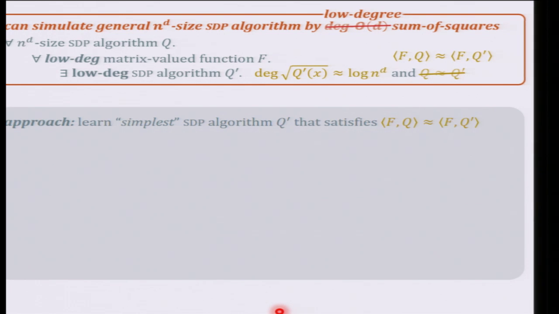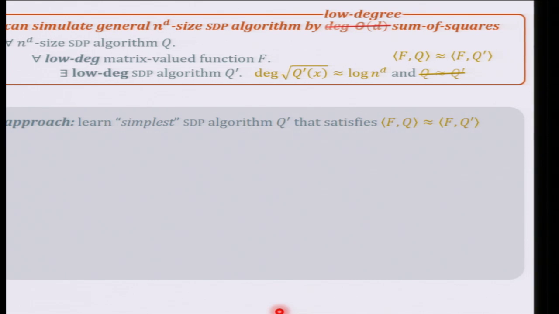Here is the approach. In principle, we have q and a test f, and we want to find q prime that behaves similarly with respect to the test f, and we want to choose q prime in such a way that the degree of the square root of q prime is as small as possible.